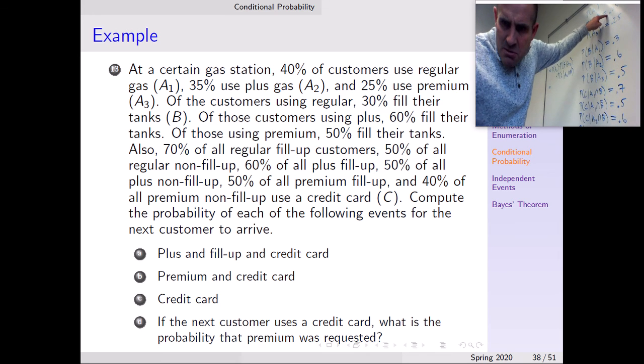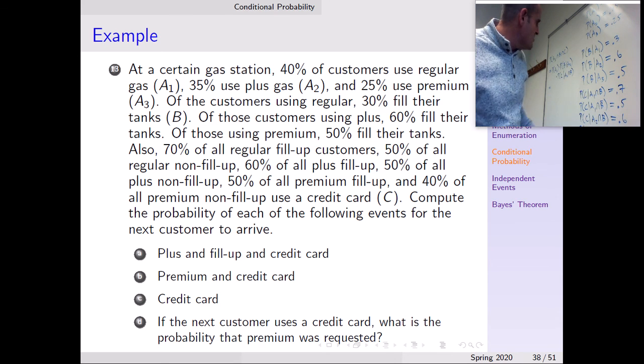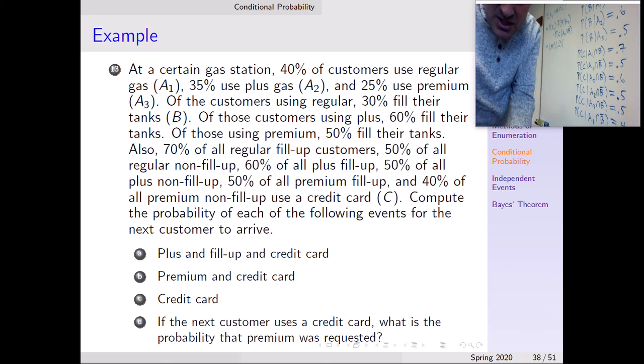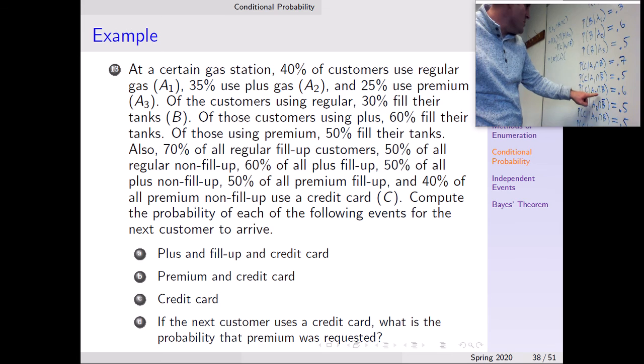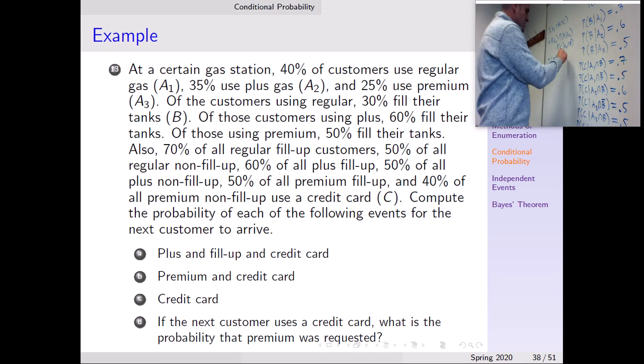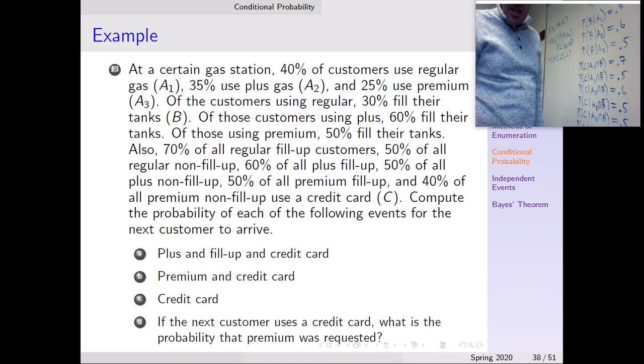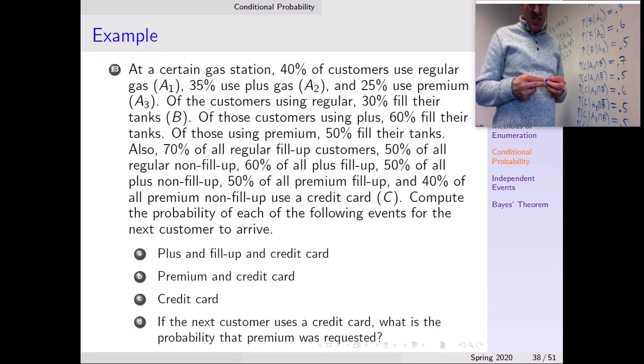It's right here, it's 0.35. The probability of B given A2 is 0.6. So 0.35 times 0.6. The probability of C given A2 and B is 0.6. And that's the answer, right? You would just multiply those things together.